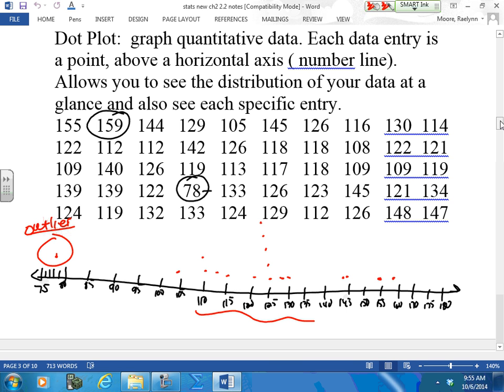I could tell how many 126s I have, how many 130s I have. You can see that on your stem and leaf as well. But your stem and leaf is still grouped by an interval. This one, a one-on-one, all the way through. So you kind of get how a dot plot is done.